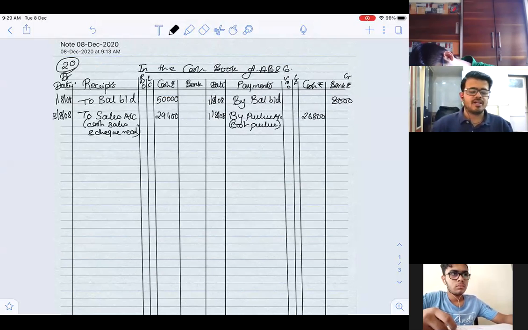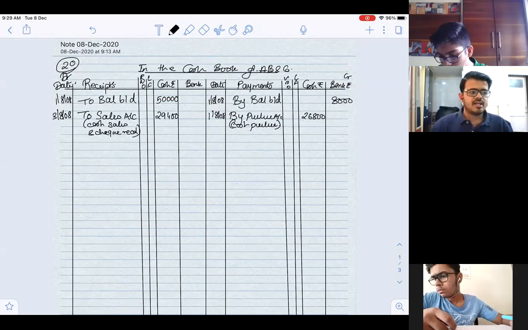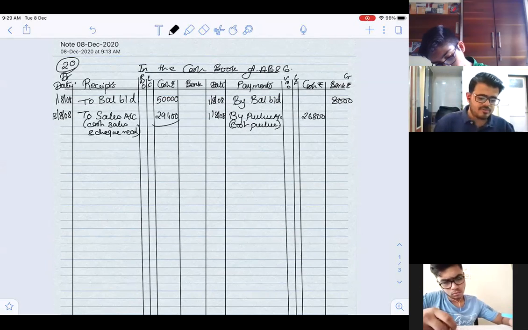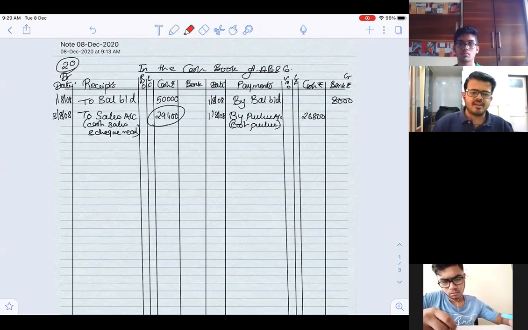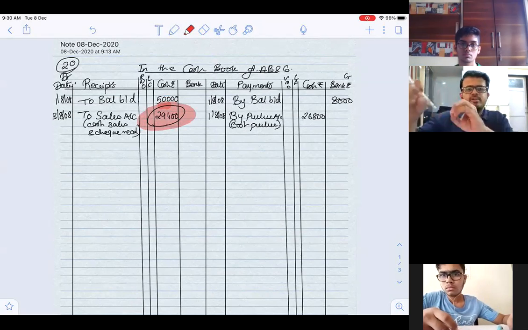यहाँ से देखो, दिमाग चलना चाहिए आपका. देखो 7th में क्या हो रहा है? Endorse the above check to Khan in full settlement of his account. कौन सा check endorse किया खान को? The one which we received from Vinod, we gave the same check to Khan in full settlement of his account.